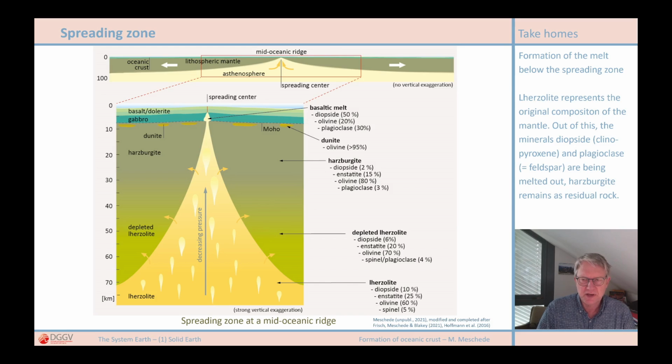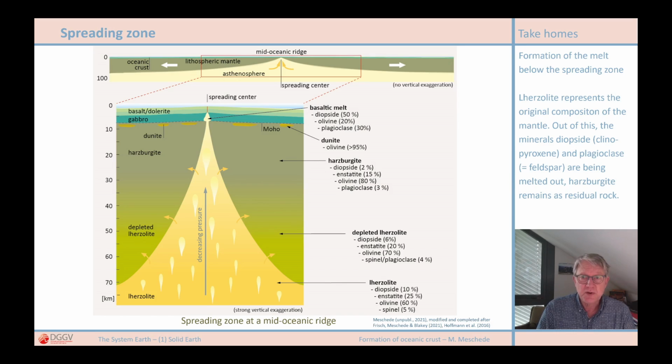What is particularly important is that the two pyroxenes have different melting temperatures. Therefore, the diopside is already melted while the enstatite still remains solid. And this is of course very important for the composition of the resulting magma. These minerals, diopside, enstatite, olivine and spinel or plagioclase, form the rocks that belong to the peridotite group.